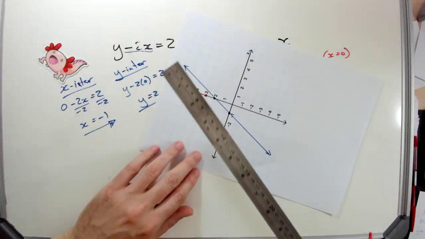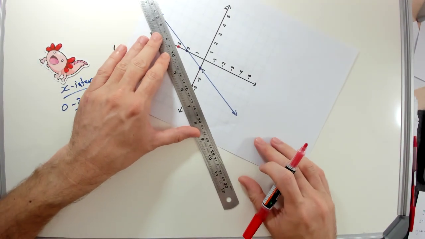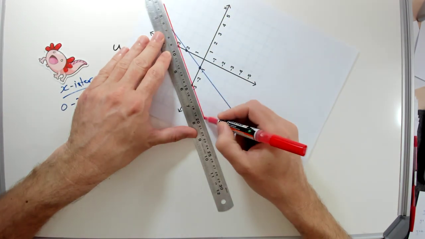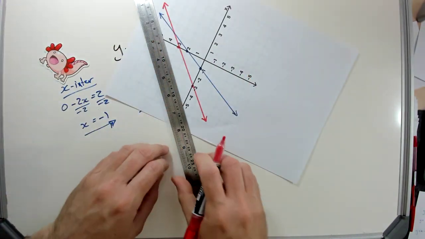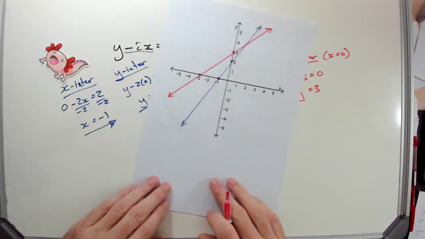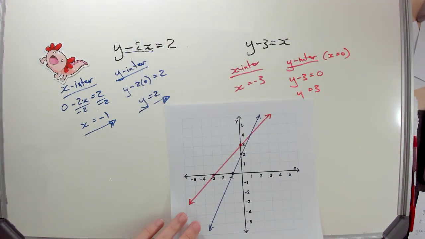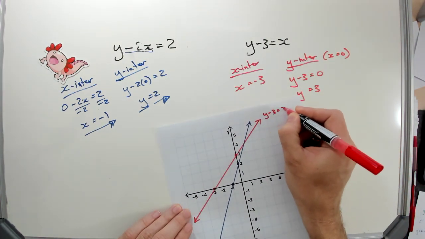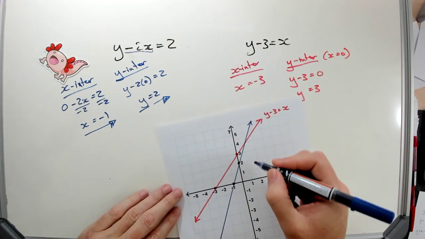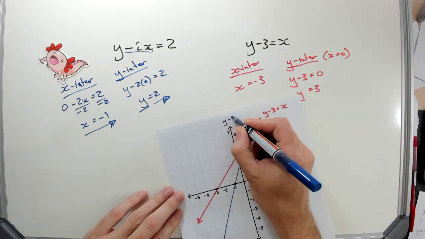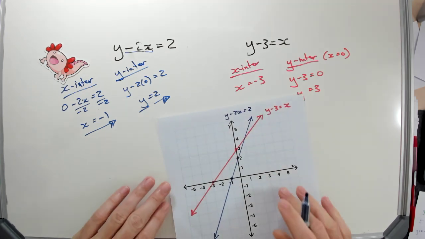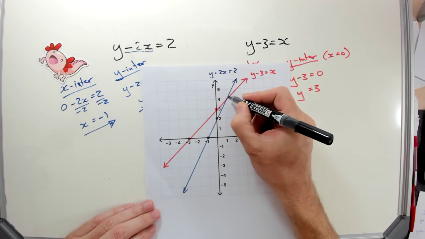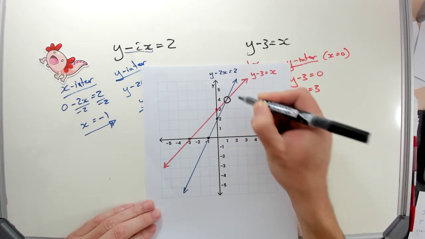Now, hopefully, I did it well enough that we can find where they cross. Let's just see. Okay, those are my 2 lines. And, okay, let me label them. So the red one was y minus 3 is equal to x. And the blue one, I'll just label it this side, y minus 2x equals 2. Okay, and you can see I didn't do it great. They should have actually crossed there, but that's where they cross.